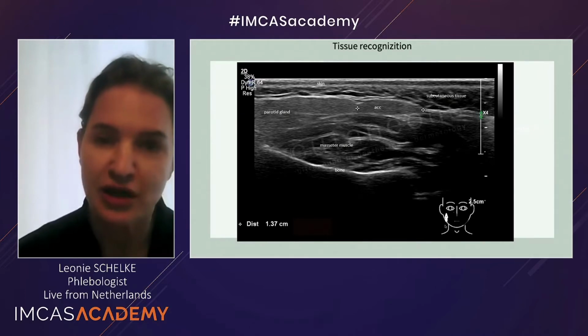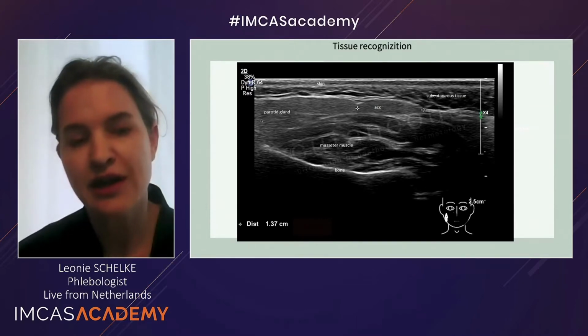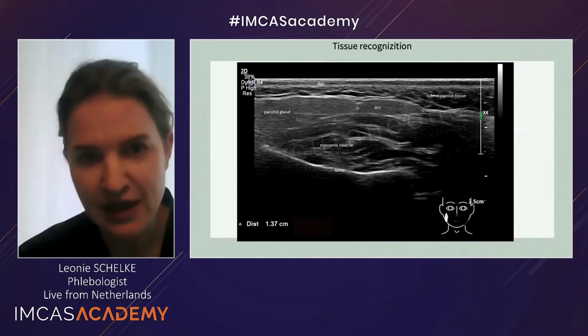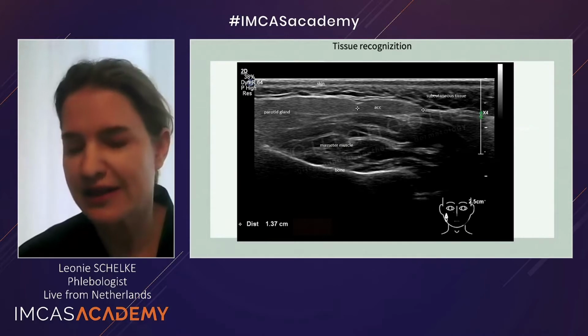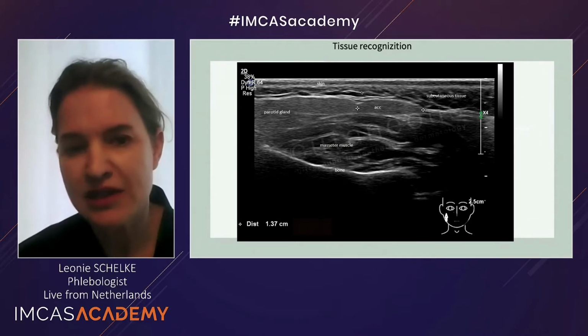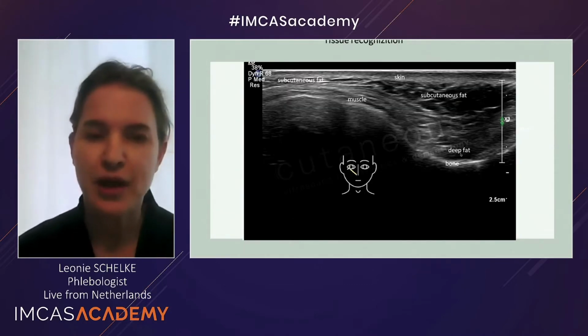That's this area. And what you see is this homogeneous cloudy structure. Glands will look like this. And this is your parotid gland, because you know from anatomy that your parotid gland is in this area. Subcutaneous tissue, skin, big masseter muscle, and the white line is your bone. So just apply your knowledge and you'll find your way through ultrasound.